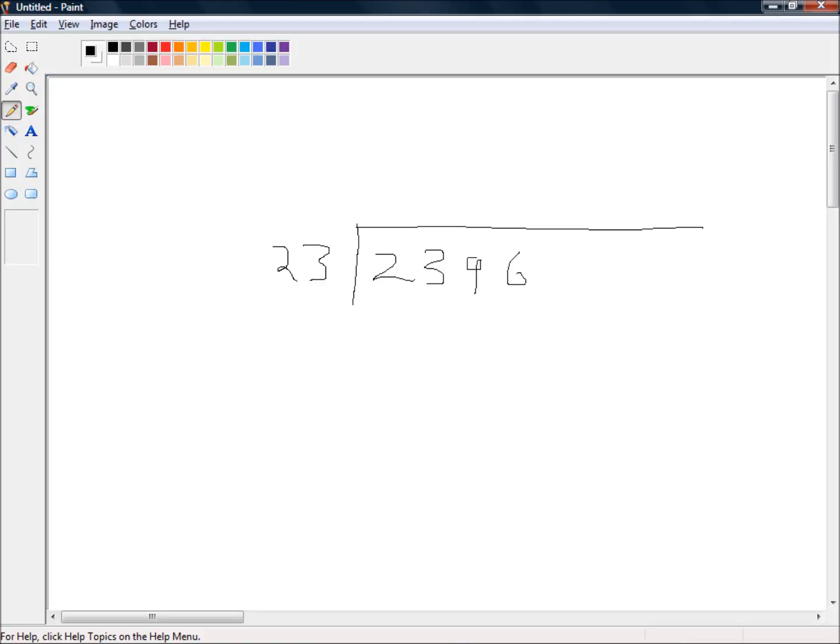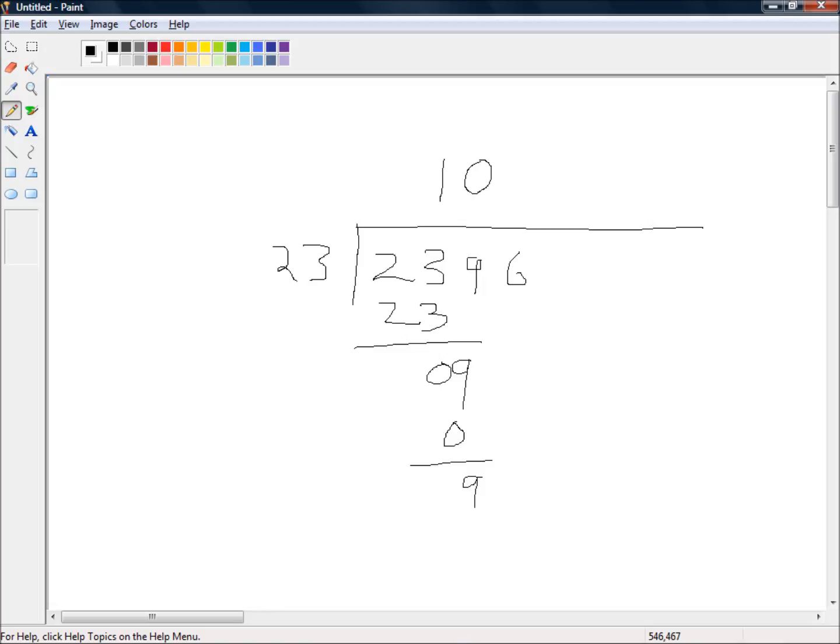So we can't do 23s into 2, but 23 will go into 23 one time, so we can write down the 1. Now 1 times 23 is 23, and we take that away, and that leaves nothing. So we bring down the 9, so 23 goes into 9 0 times. 0 times 23 is 0, so that leaves a remainder of 9.